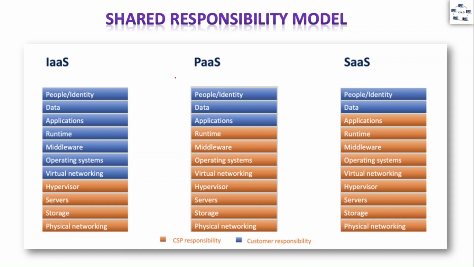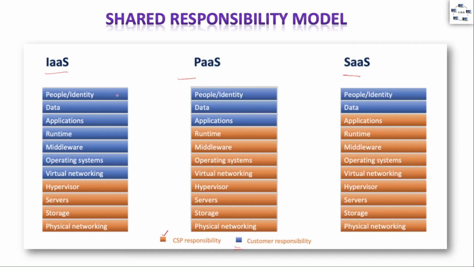So again, as we studied, this graphic shows the responsibilities and shared responsibility in different models between the customer and the CSP. The blue one is the customer responsibility, and this color, you can say orange or brown, is the CSP responsibility.